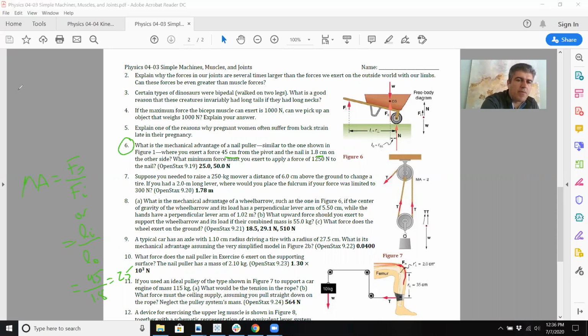So this means that 25 equals the output force over the input force. The output force is 1250. So the input force, and you get 50.